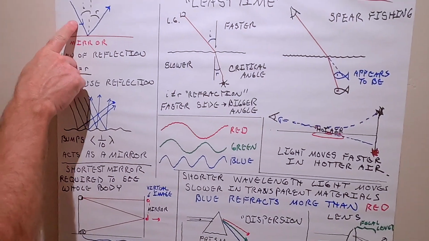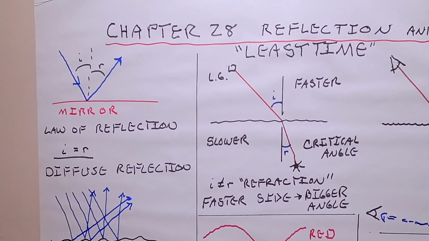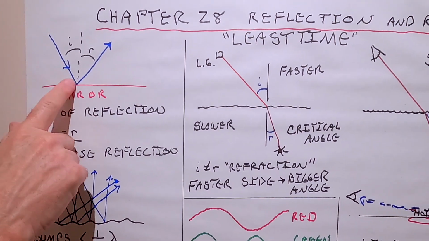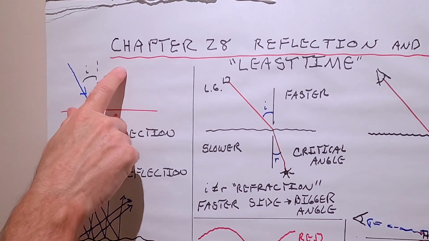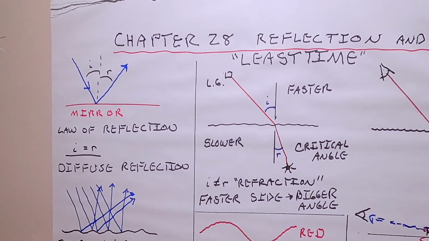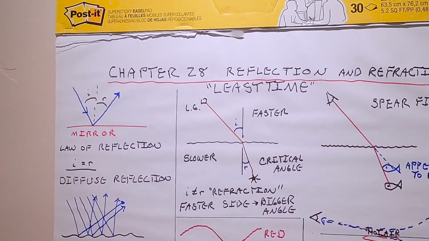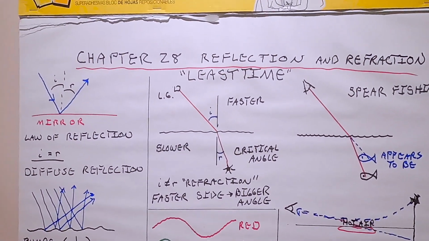When light comes in and bounces off of a mirror, the law of reflection is that the angle you're coming in at is the same as the angle you're coming out. These two angles are the same. It's kind of like throwing a ball against a wall. The angle coming in is the same as the angle coming out.